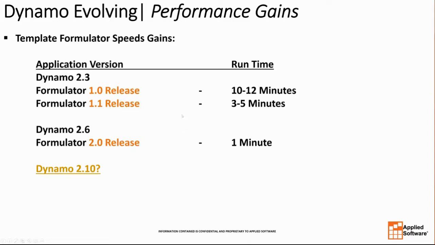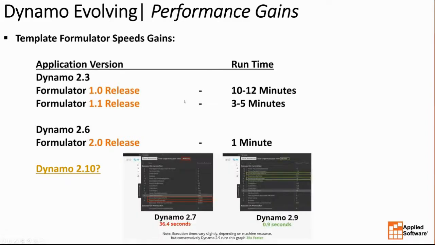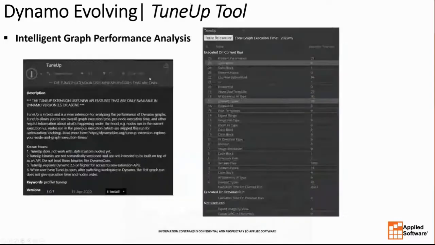And part of where this comes into play is that we have this ability to target specific nodes, not us so much, although we can use it too. But the Dynamo team has a new tool, and it's actually called the Tuneup tool. And what it does is it allows us to intelligently analyze the execution times of each node.